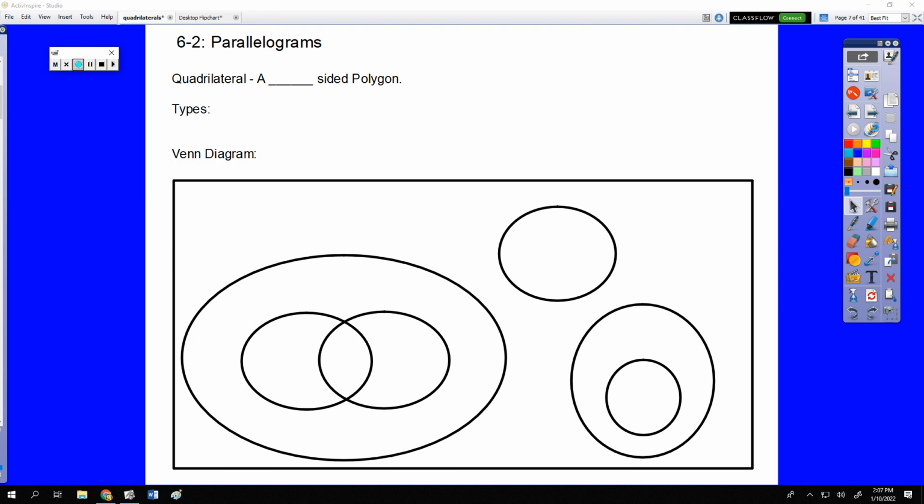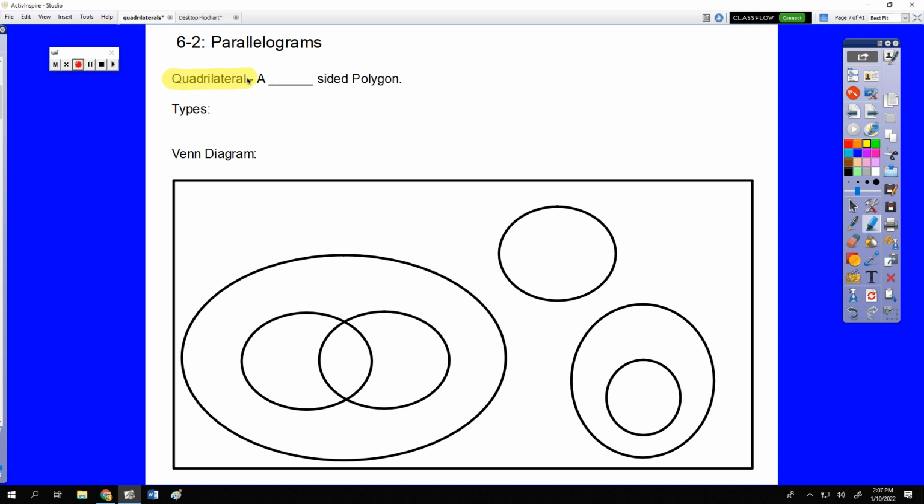All right, ladies and gentlemen, welcome to the video notes for Chapter 6, Section 2 in your McGraw-Hill geometry textbook. The section is entitled Parallelograms. Chapter 6 is all about quadrilaterals. So before we get into parallelograms, I do want to do some background notes real quickly on quadrilaterals.